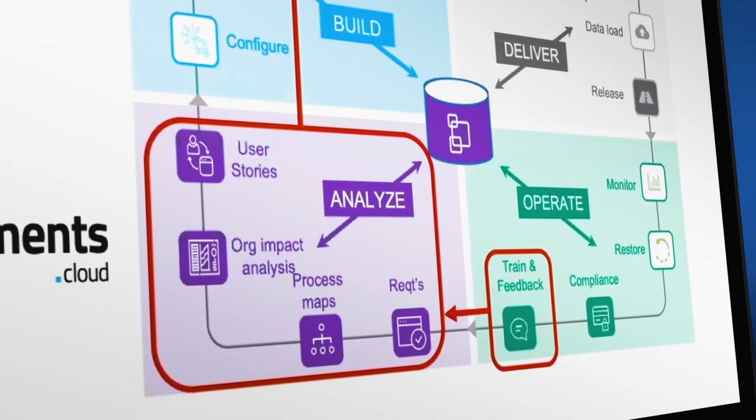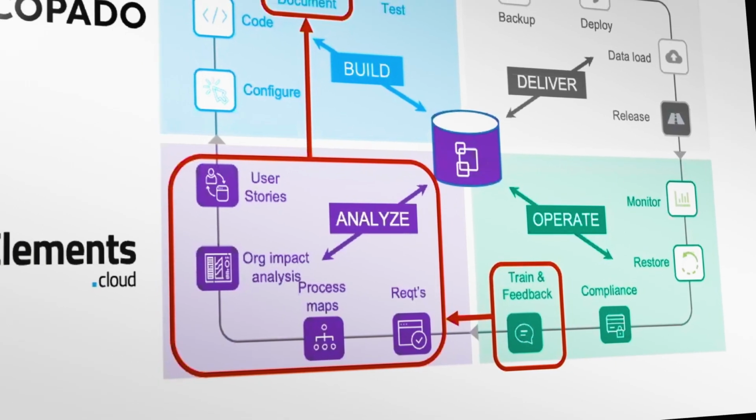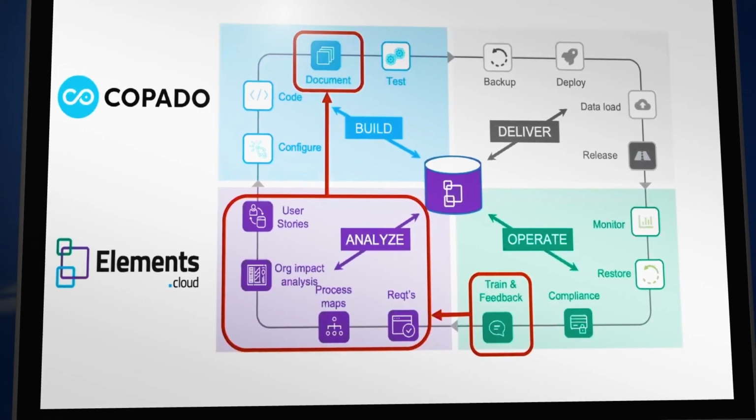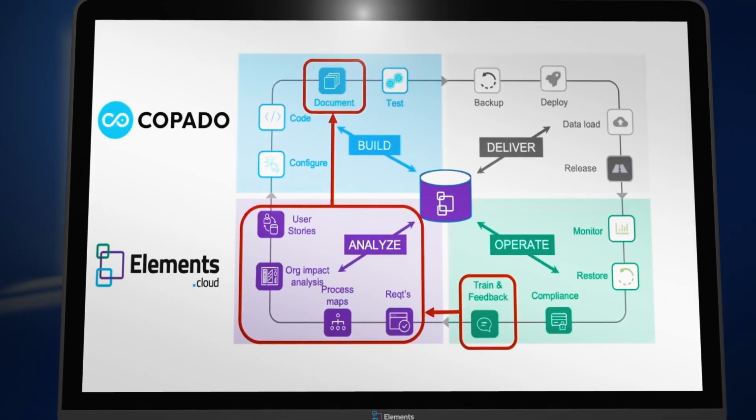Elements provides the automated org impact analysis associated with all metadata. And then when we create the user stories, we can drive those user stories via Jira into Copado, or straight into Copado. And those user stories also have a risk assessment based on that org impact analysis.